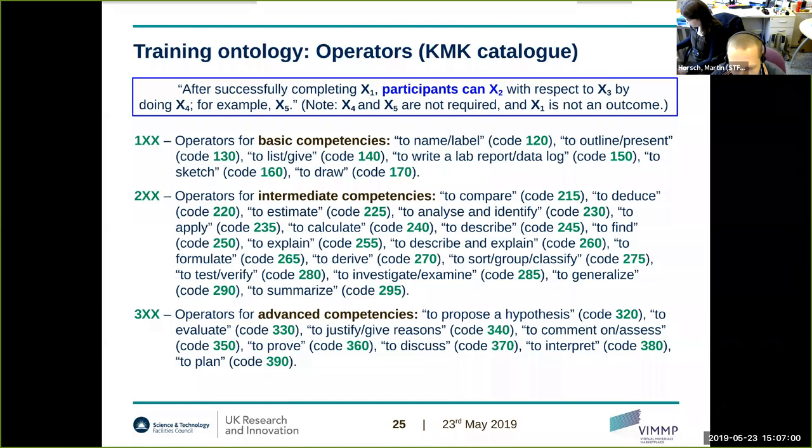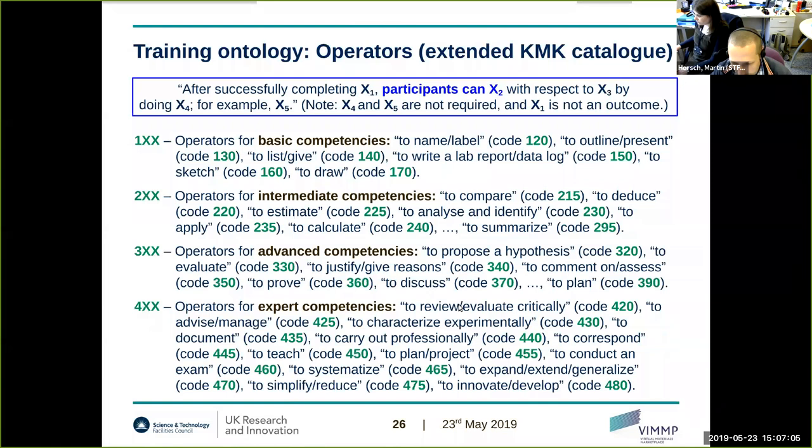So we need to extend this by expert competencies, which we have done here, for example, to advise, manage, and so on, someone who has experience, for example, as university faculty, or to conduct experiments, or to write papers, and so on and so on. Those are expert competencies, introducing a fourth level that extends the catalog that we have taken over from previous work.